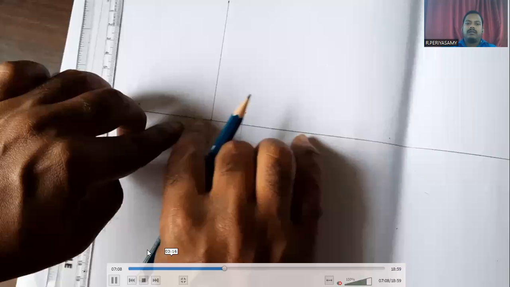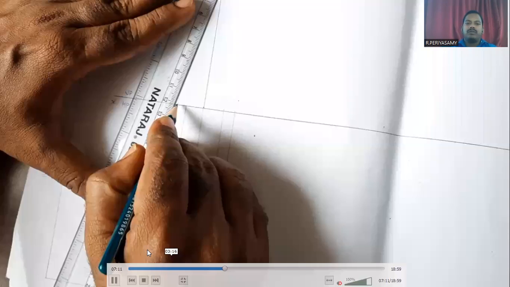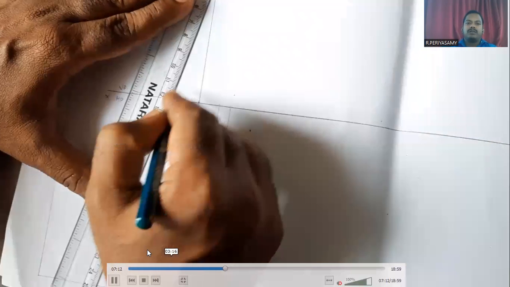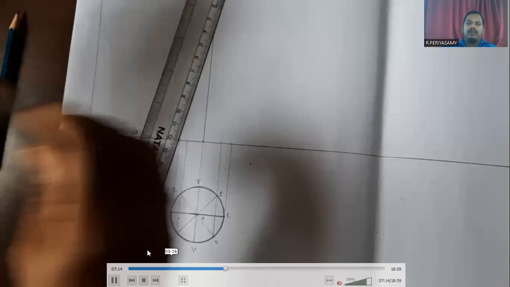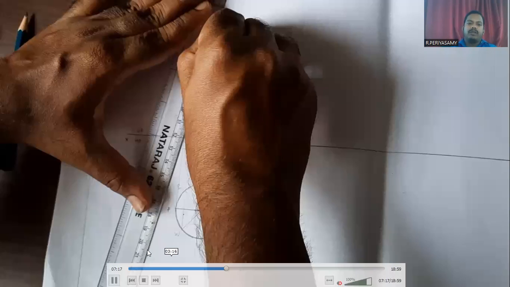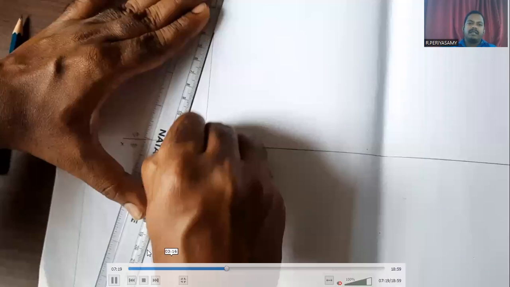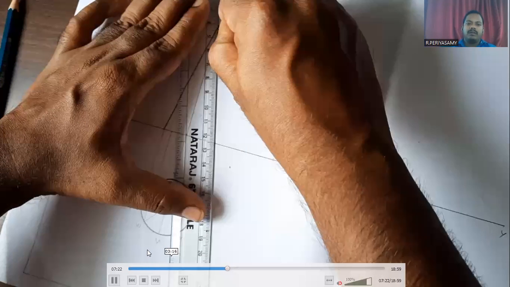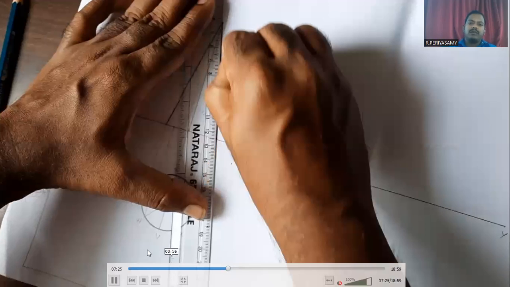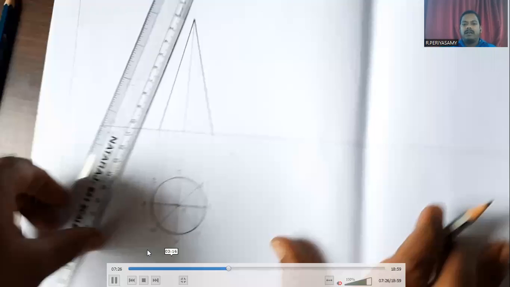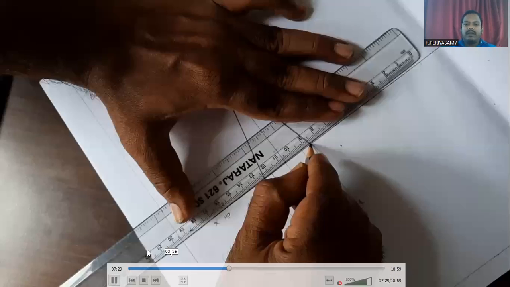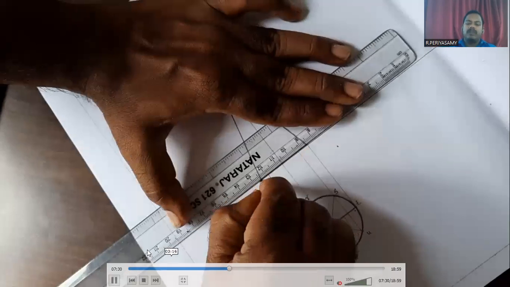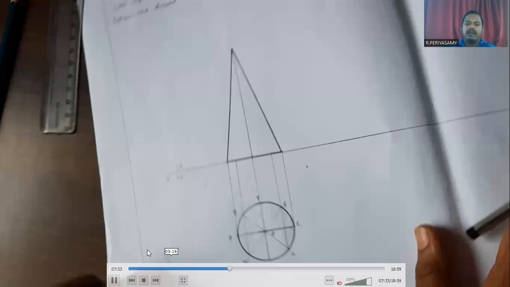This is a base point. Now we have to join the base points to the apex. This is the outer generator. Here also, join the base point to the apex point. This is one of the outer generators. The baseline should also be drawn in dark.